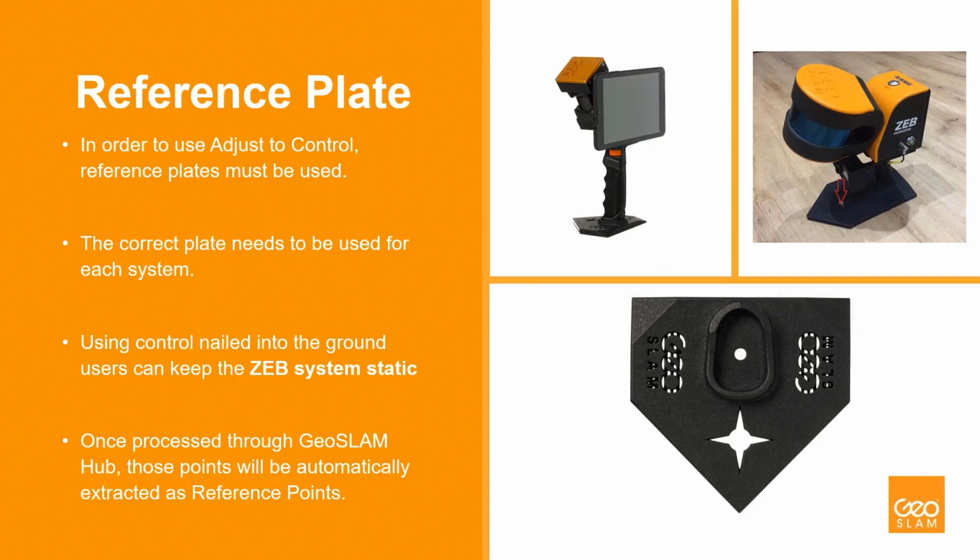And there are two different reference plates for the systems. For Horizon there is one type, and for Revo and Go there is a different type of plate, a different size basically. It is important to use the correct one because the offsets between the control point that you are marking and the actual trajectory, the center of the scan, are set by those reference plates, so they have to be used correctly. And as I mentioned, during processing those control points are automatically detected, but you need to make sure that you place the system stationary and stable for those 10 seconds.